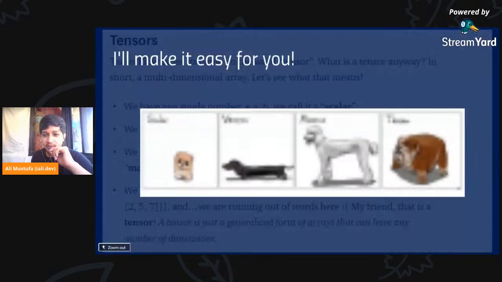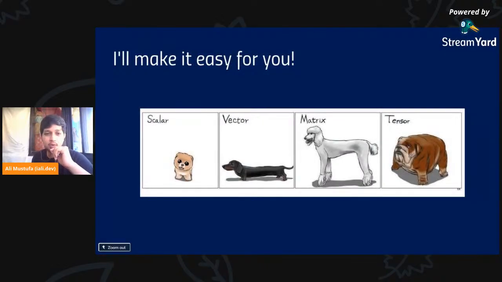I'm not going to explain more, just what a tensor is. A scalar is a single number, a group of numbers is a vector, a group of vectors is a matrix, a group of matrices is a table, and a group of tables is a tensor. Matrix is also sometimes referred to as table, but I prefer to say a group of a larger number of matrices together is a table, and then a tensor. So what is a tensor? A tensor is an n-dimensional array.